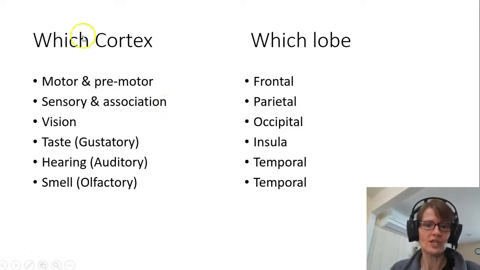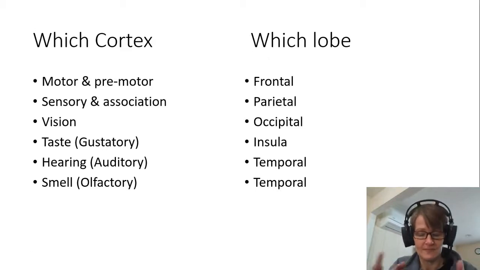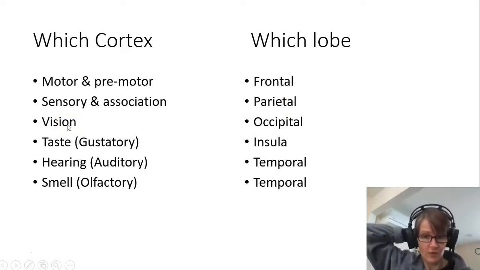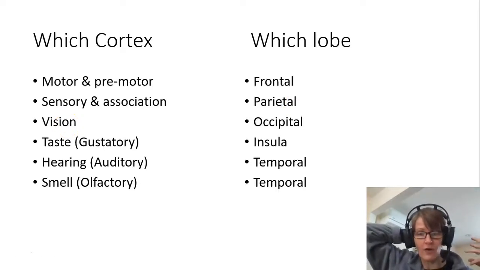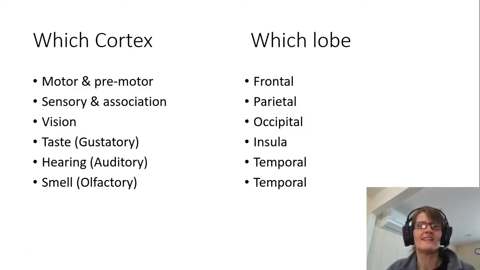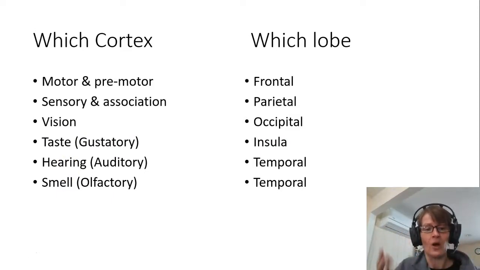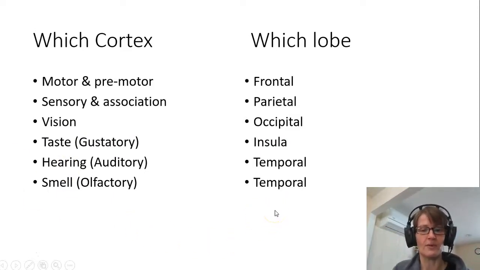Okay, so which lobe, which cortex? Motor and premotor is in our frontal lobe. Sensory and the association cortex for somatosensory input is in our parietal lobe. Vision, most of you maybe know already, is done at the back of our cerebrum. That's in our occipital lobe. Taste, gustatory input, comes into our insula. Hearing, as I said, is in our temporal lobe, and smell, olfactory, is also in our temporal lobe. And yep, this I would expect you to know.